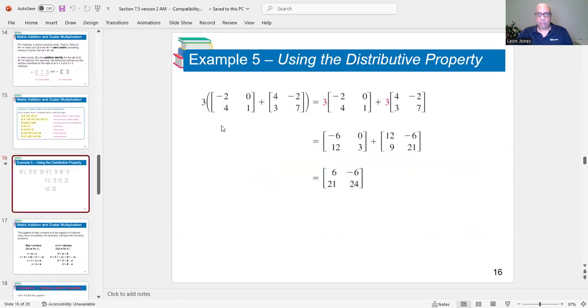All right. Using the distributive property, it's just like doing regular operations. You have your 3 and you have your matrix out here. And this is what everything looks like when you use the distributive property. In other words, you'll come up with a solution right here.